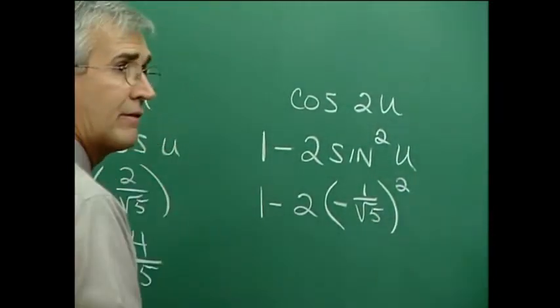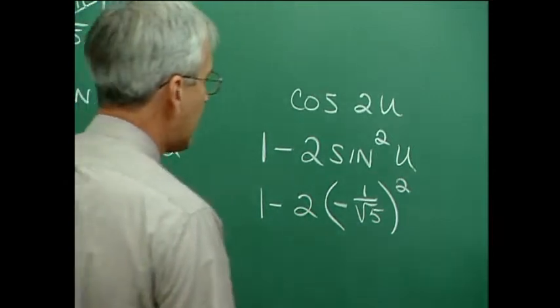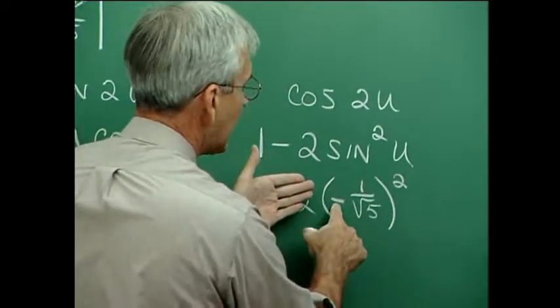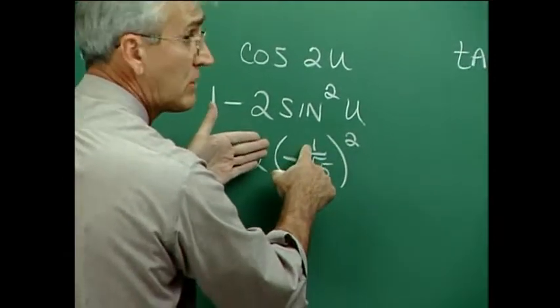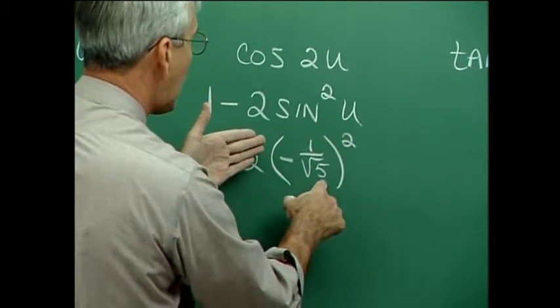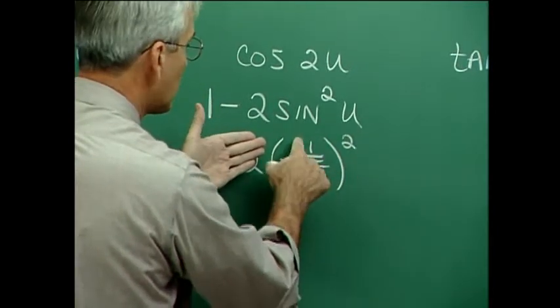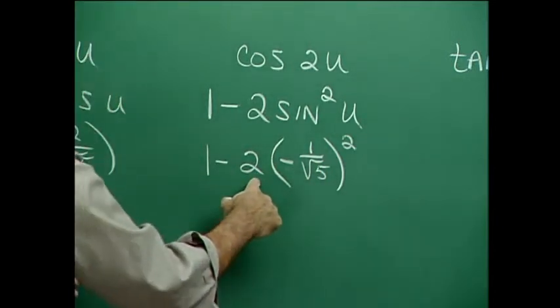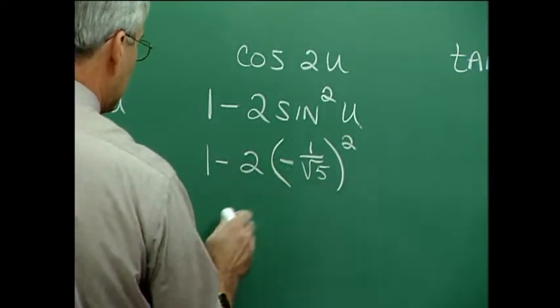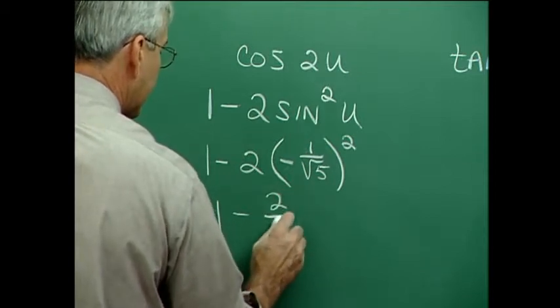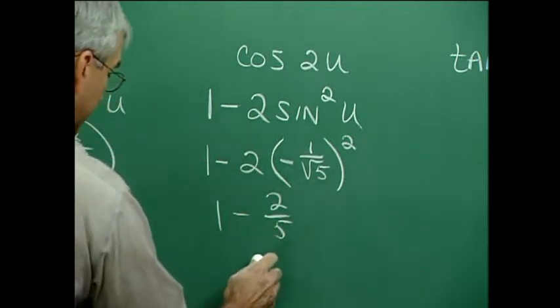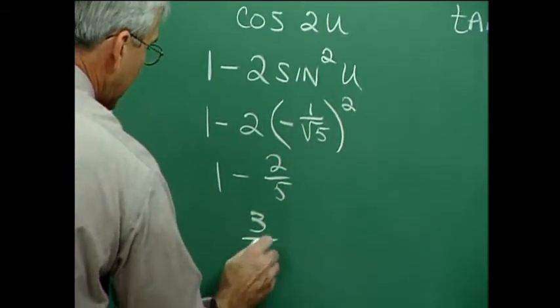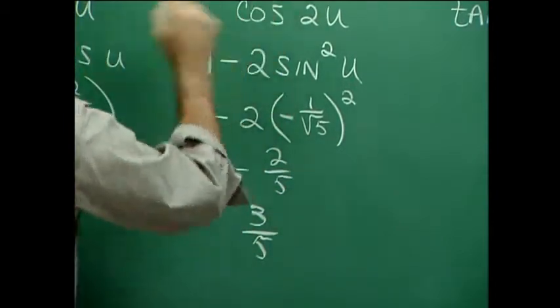And now it's a matter of evaluating. And we can just about think our way through it. When we square the negative, it's going to be positive. When we square the 1, it's going to be 1. And when we square the square root of 5, it's going to be 5. So this is just 1/5. Now, 1/5 times 2 is 2/5. So this is 1 minus 2/5. I'll write that down. So 5/5 minus 2/5 is 3/5. So 3/5 for cosine 2u.